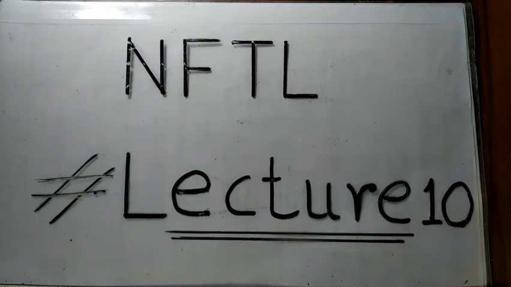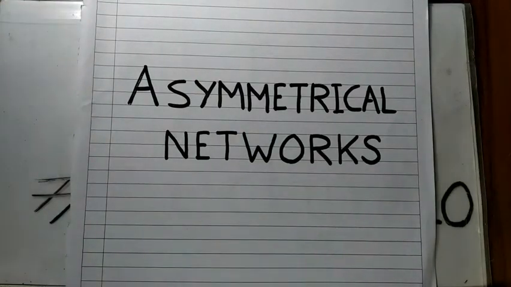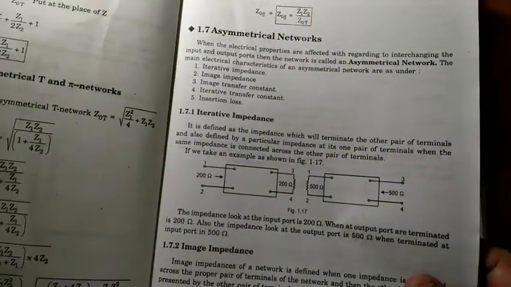Good morning, students. Let us today start with lecture 10 of NFTL, that is asymmetrical networks. Now, what are asymmetrical networks? When the electrical properties are affected with regard to interchanging the input and output ports, then the network is called an asymmetrical network. The main characteristics of the asymmetrical network are as follows.